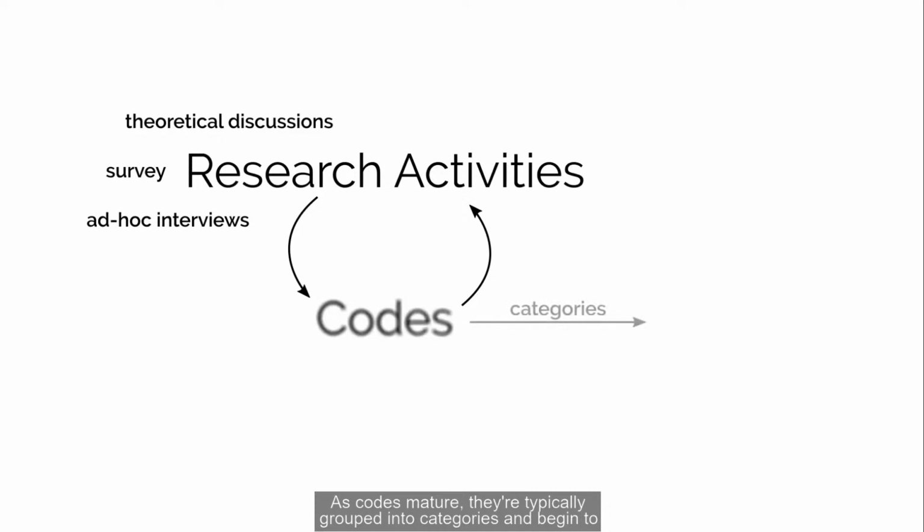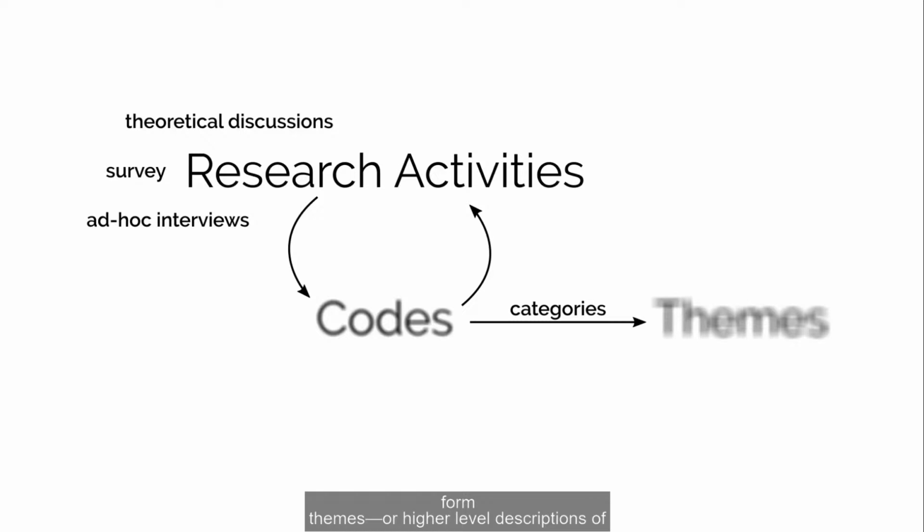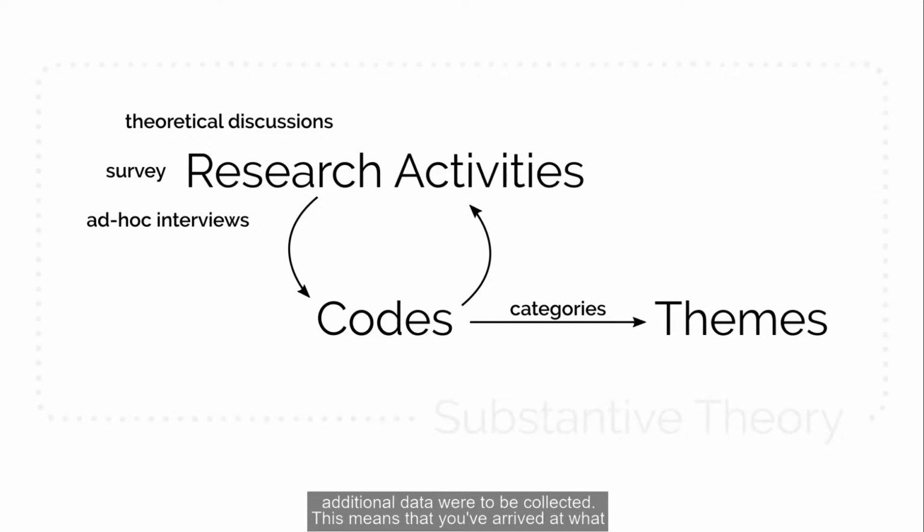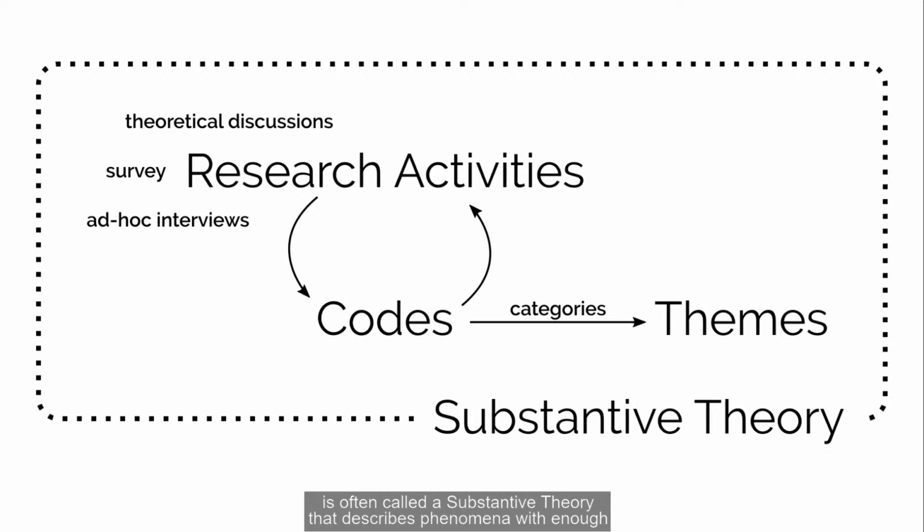As codes mature, they're typically grouped into categories and begin to form themes, or higher-level descriptions of phenomena. Eventually, codes and themes reach saturation, or a point at which researchers are confident that the codes and themes are unlikely to change very much, even if additional data were to be collected. This means that you've arrived at what is often called a substantive theory that describes phenomena with enough detail that it becomes much more straightforward to formulate hypotheses. And because it's grounded in real observations, you can have a better sense for whether the questions that you're asking will matter in the real world.